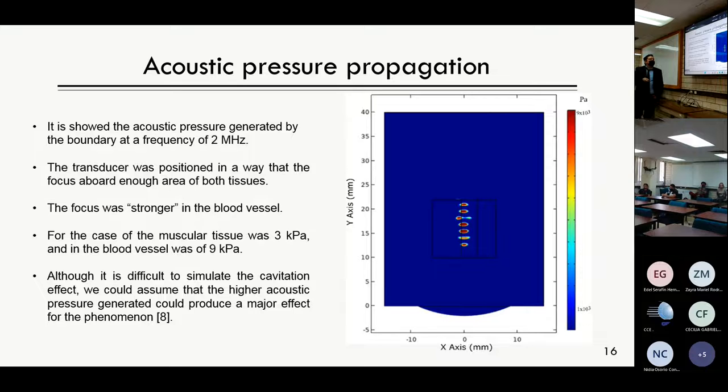The transducer was positioned in a way that the focus could cover enough area of both tissues, ideally 50% of every element. However, the focus was stronger in the blood vessel. This is due to the characteristics and the properties mentioned before that were added to the simulation. In this case, the pressure in the muscular tissue was 3 kilopascals and in the blood vessel 9 kilopascals. Although it is difficult to simulate the cavitation effect, we could assume that with a higher acoustic pressure generated, we could produce a greater effect of the phenomenon.